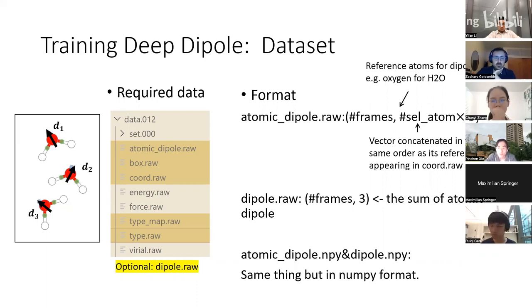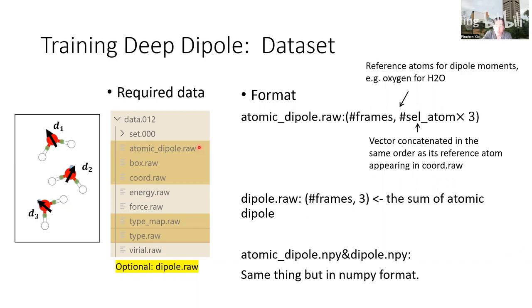The structure of the deep dipole dataset is similar to the ones you need for deep potential. I highlighted the raw files you actually need for training the deep dipole. There are 5 essential items: atomic dipole.raw, and the box, coordinates, type map and the type.raw. Only the atomic dipole is specifically required by the deep dipole model. All other files are just the same ones required by the training of deep potential. So what you need to do is to generate an atomic dipole.raw file containing the dipole information.